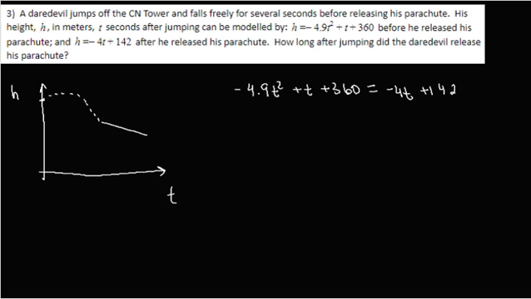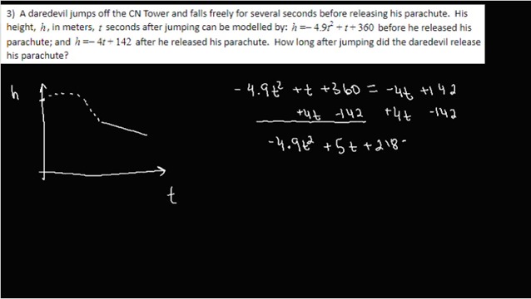He does open his parachute and then start to sail down. All right, so now we know what to do here. We're going to add 4t and subtract 142. Giving us negative 4.9 t squared plus 5t plus 218 equaling 0. There we go. That's a better 0.